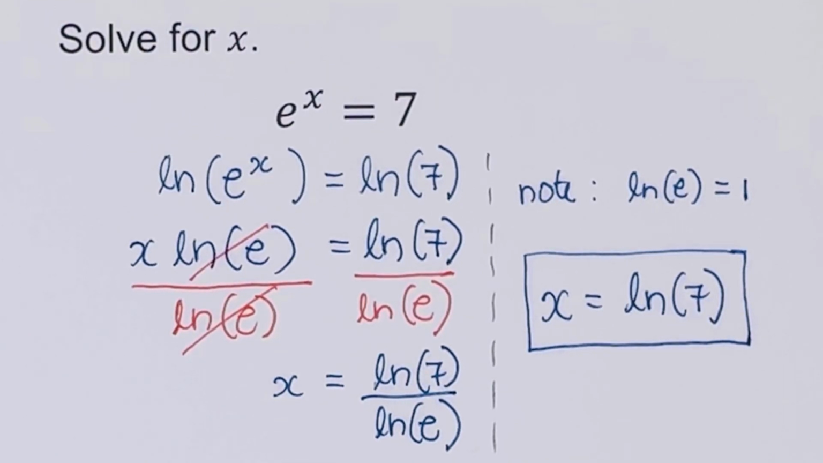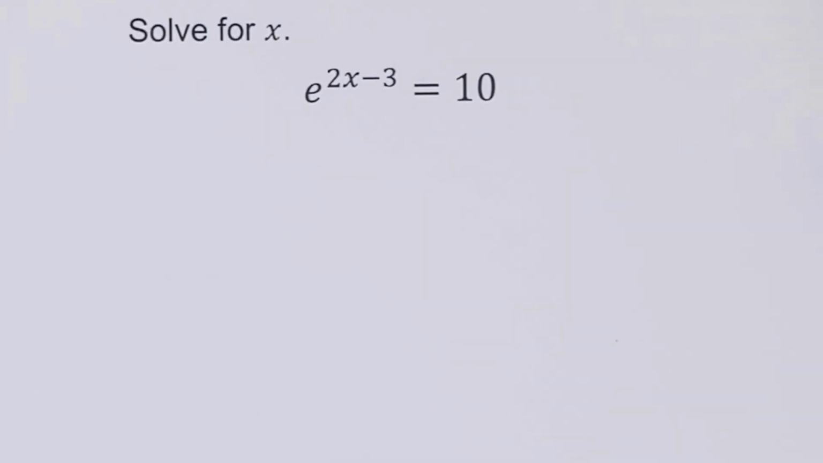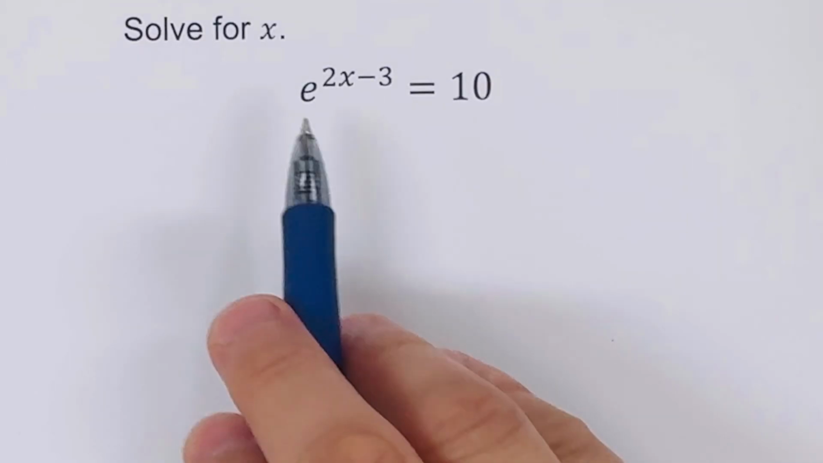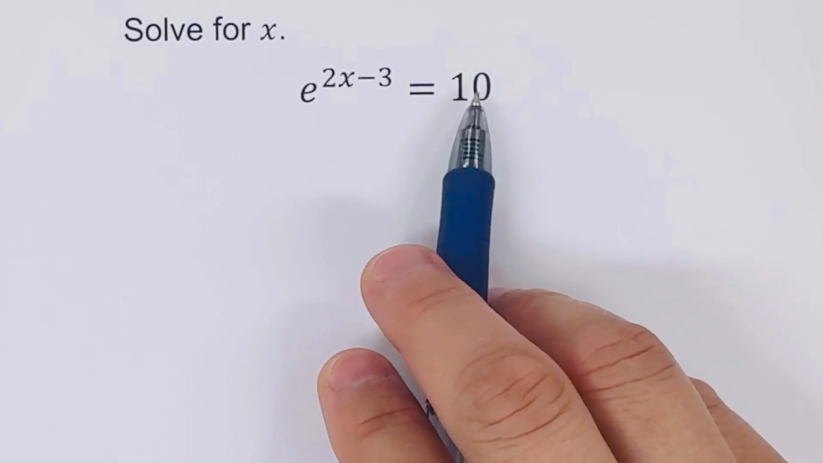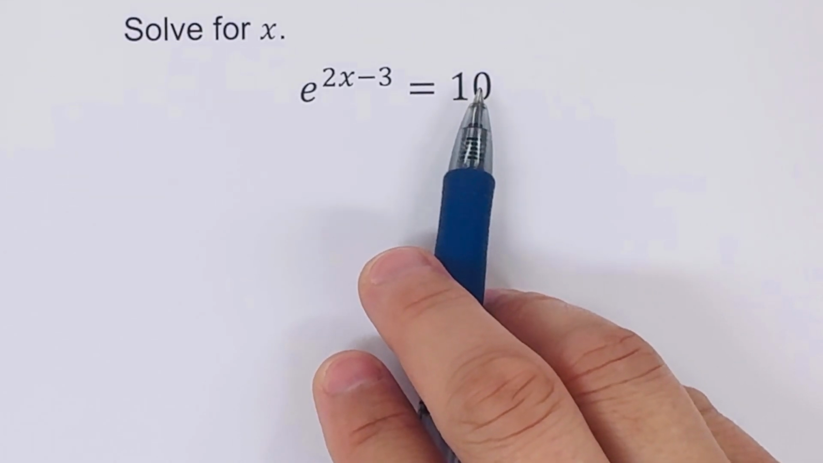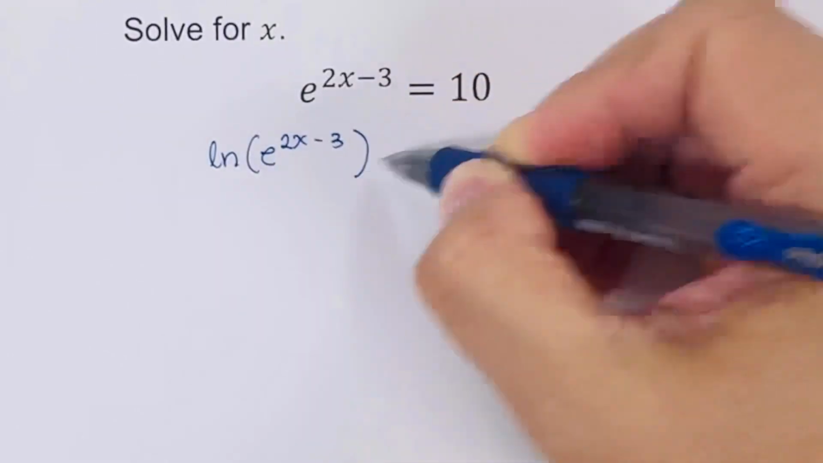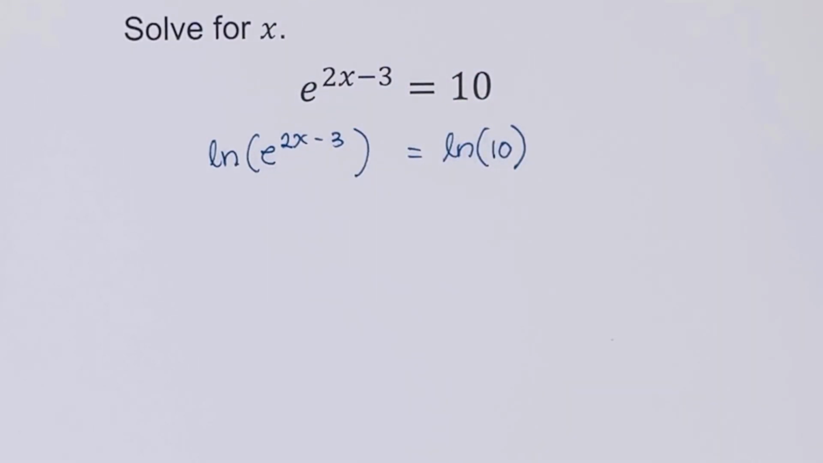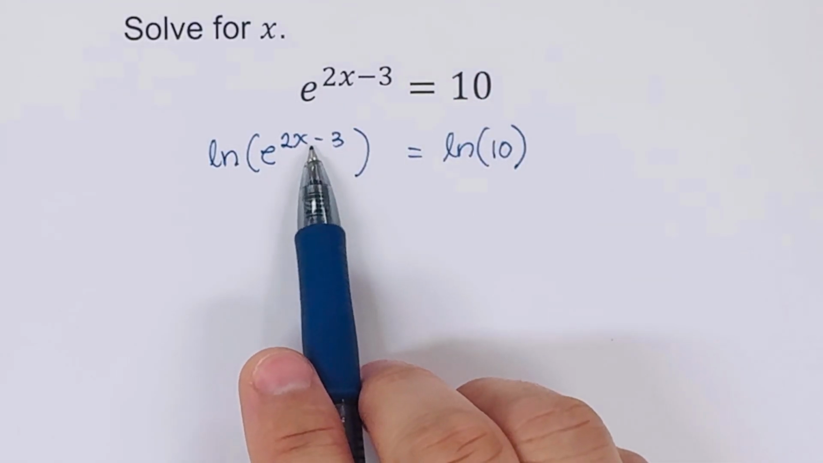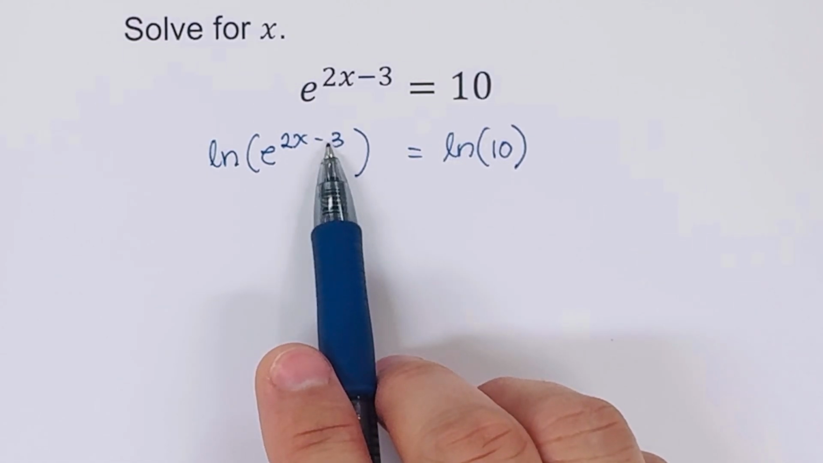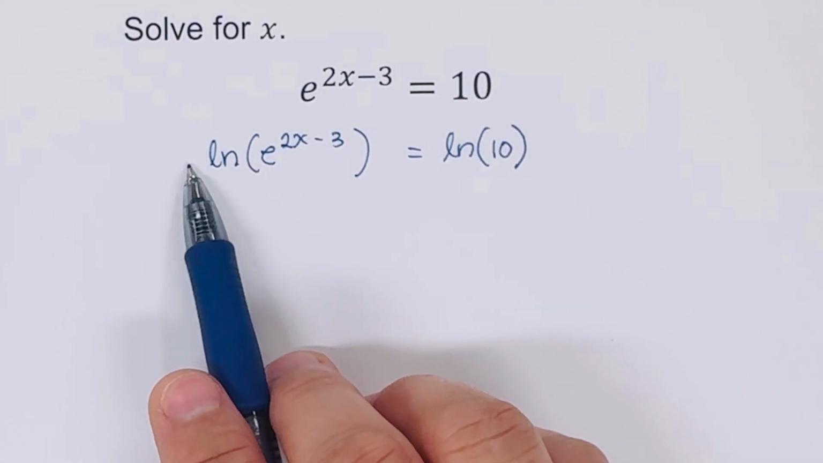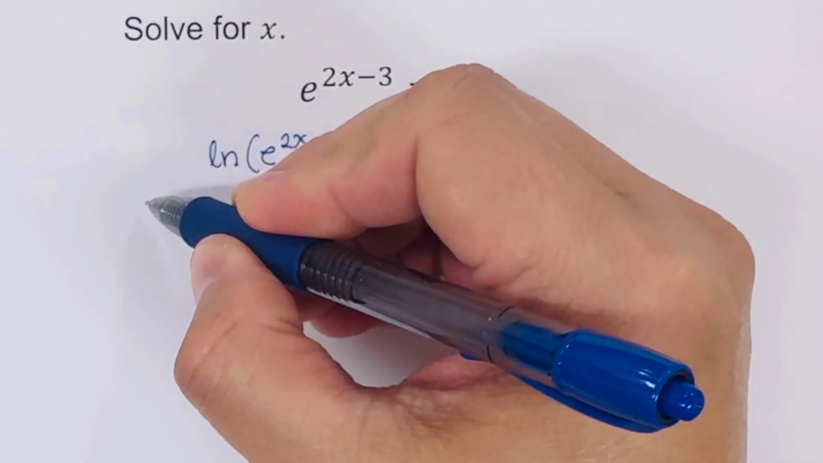Now let's have another example. Looking at the equation that we have right here, there's no way that we can make their bases the same. So we're going to go ahead and ln both sides. Using the power property of logarithms, this 2x minus 3 as an exponent will be placed in front of the ln as a coefficient. So this is how it's going to look.